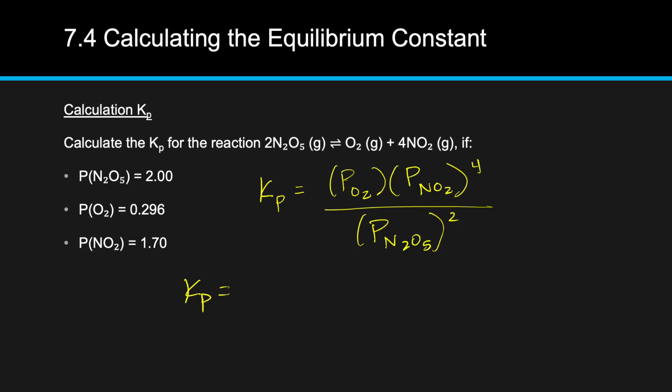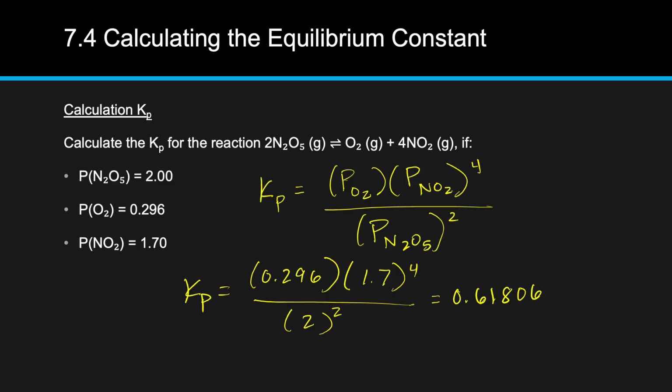So for the partial pressure of O2, I have 0.296. For NO2, I have 1.7. And then for N2O5, I have 2. And then looking at sig figs, I have 3, 3, and 3. So my final answer to 3 sig figs is going to be Kp equals 0.618.